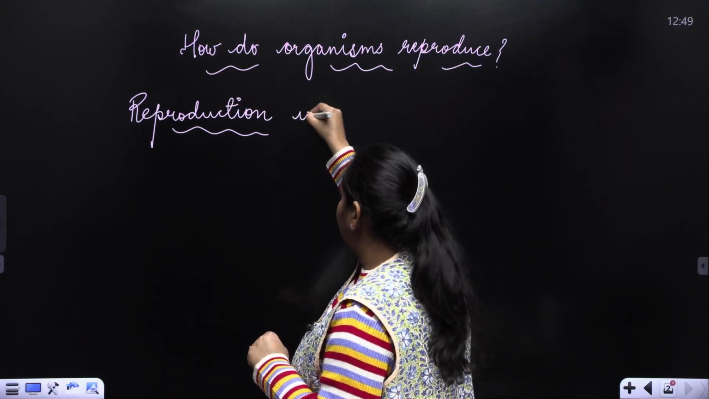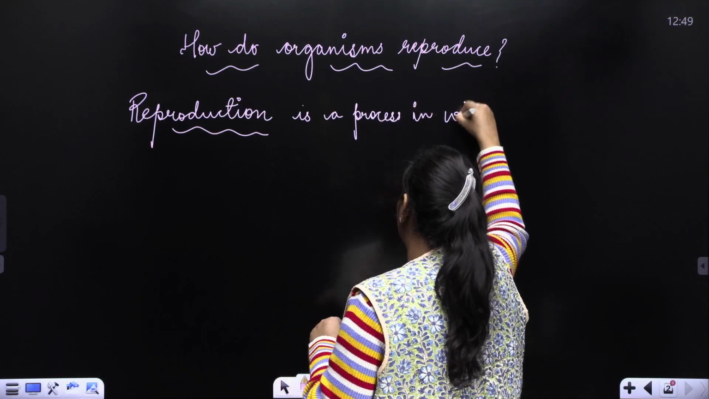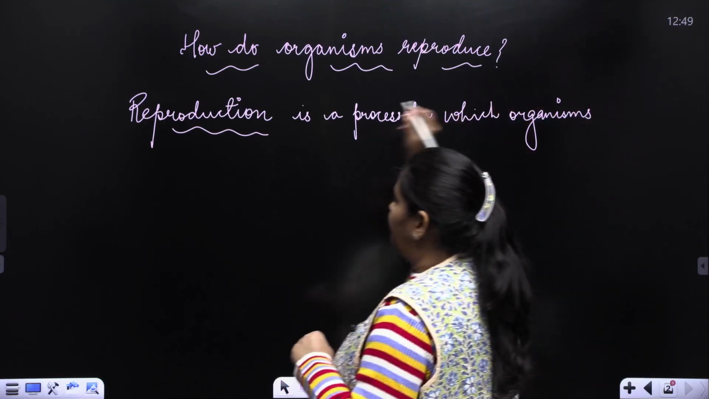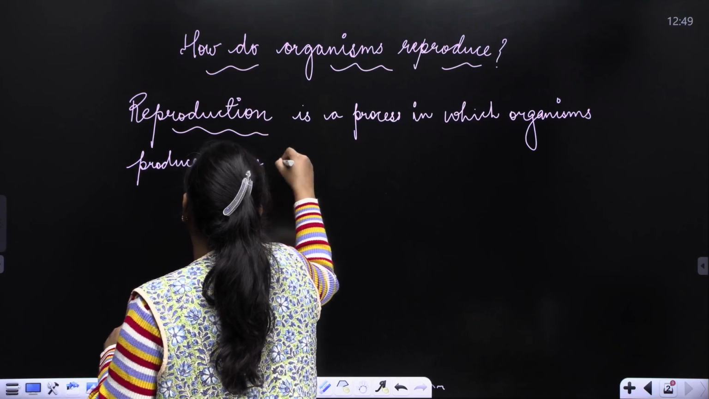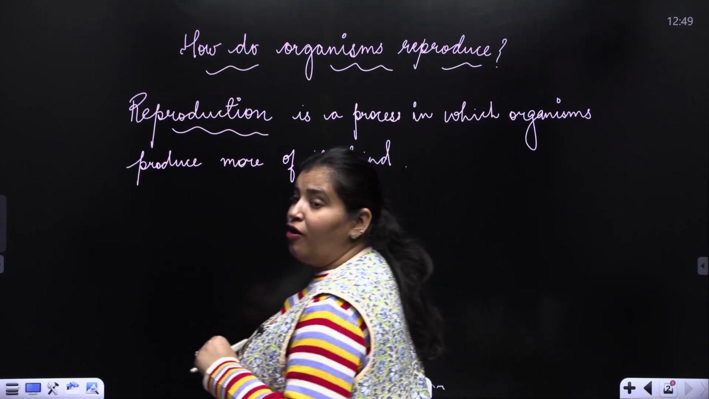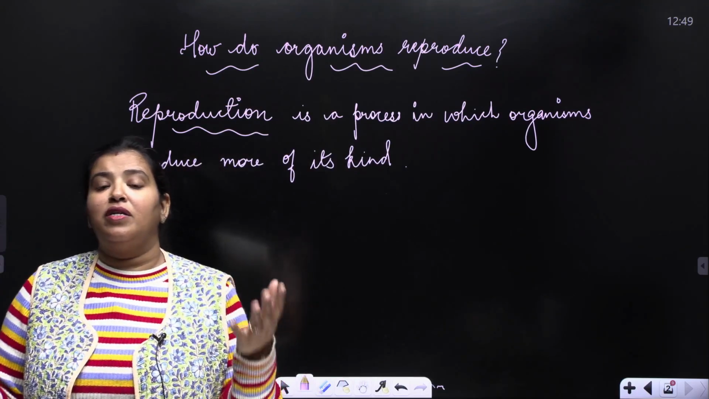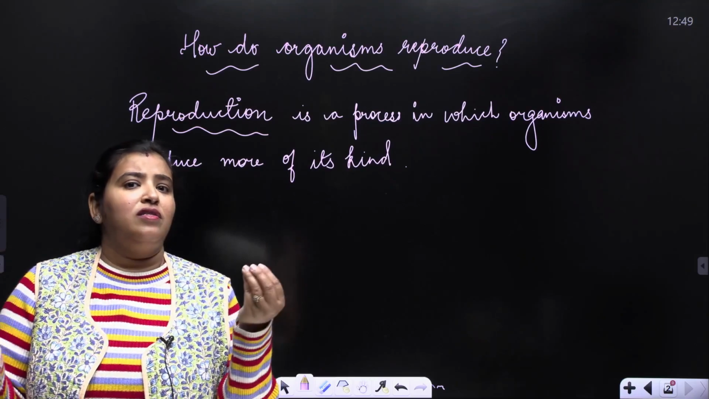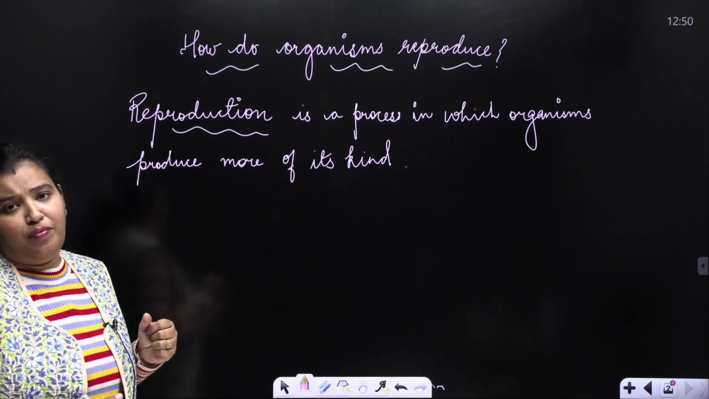Secondly, reproduction is a process in which organisms produce more of its kind. That is, when cats are going to reproduce, they're going to produce more cats. When birds are going to reproduce, that particular bird is going to produce more of its own kind. Human beings produce babies, and so similar offsprings are produced. So a process in which organisms produce more of its kind is called reproduction.